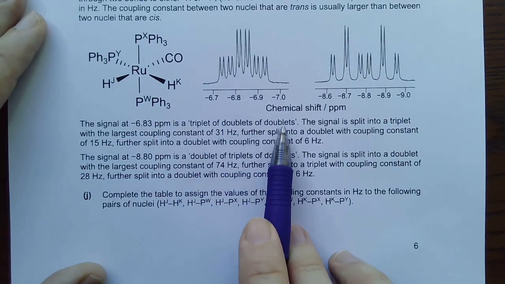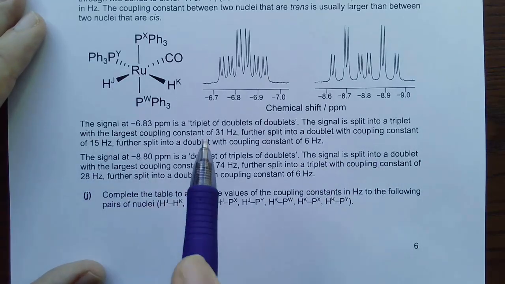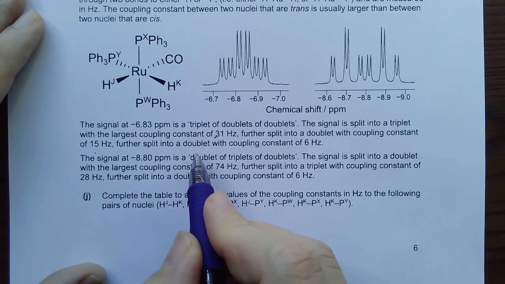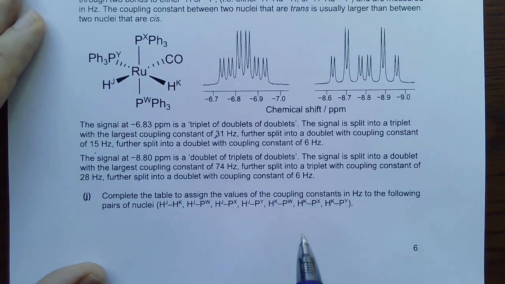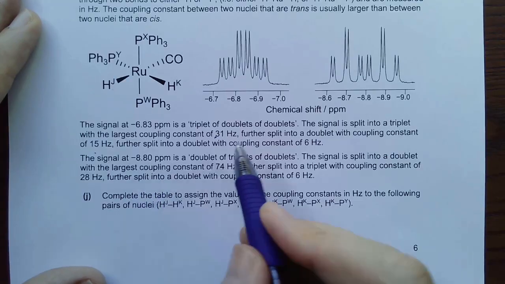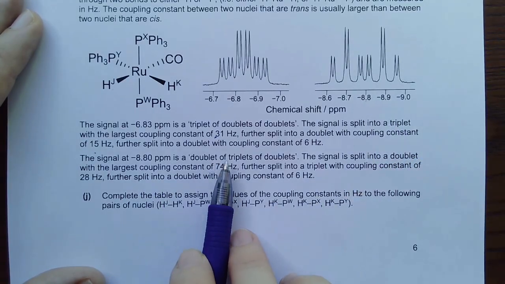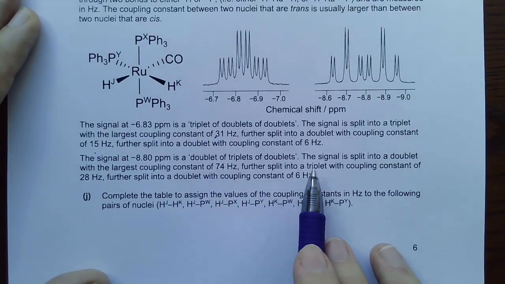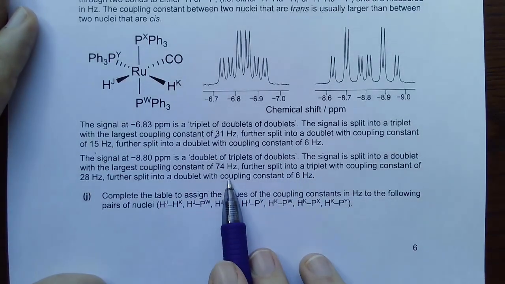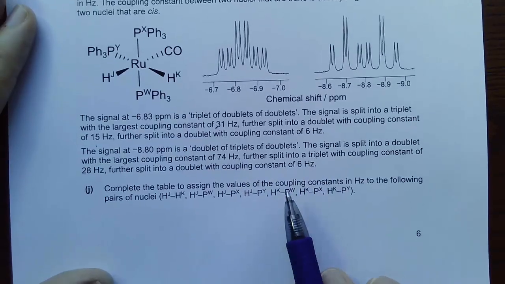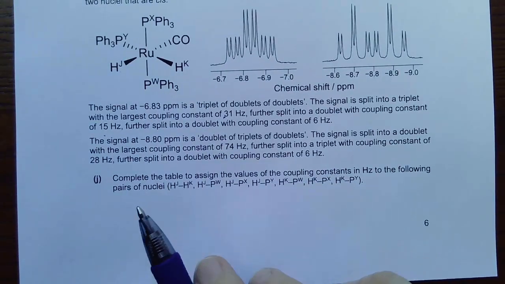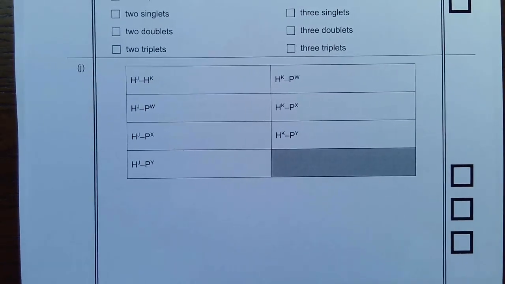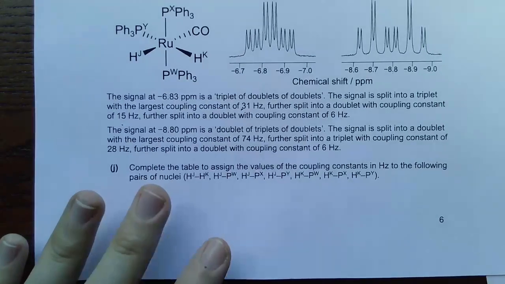The signal at minus 6.83, this one here, is a triplet of doublet of doublets. The signal is split into a triplet with a constant of 31, then into a doublet with a constant of 15, and then a doublet of 6. And the one at minus 8.8, this one here, is a doublet of triplet of doublets. So it's a doublet with 74, then a triplet with 28, and then a doublet with 6. And it says complete the table. So I've got this table here, and it wants the constant for each of those. So what is happening here?